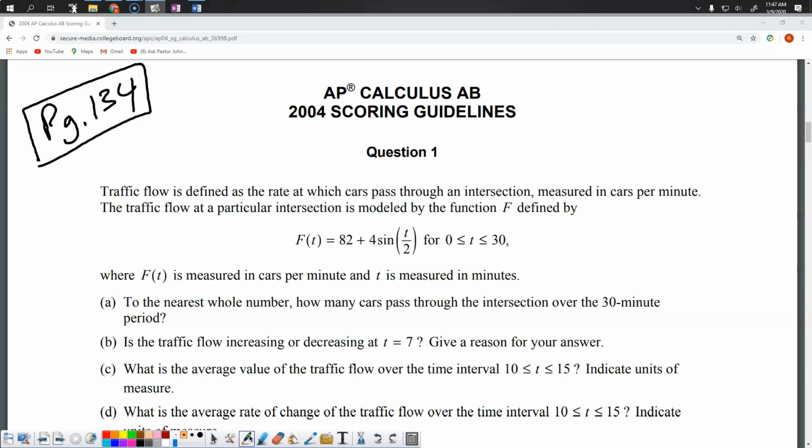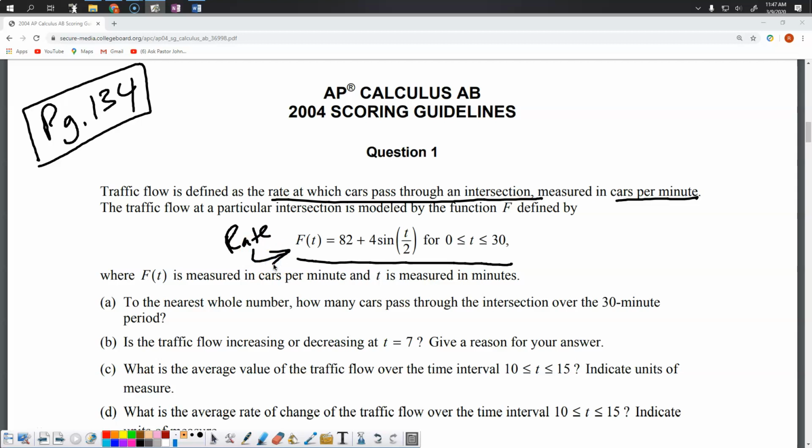Alright, so let's read it here. Traffic flow is defined as the rate which cars pass through an intersection, measured in cars per minute. The traffic flow at a particular intersection is modeled by this function. So that means that F is measured in cars per minute. This is a rate. I want you guys to understand that. This is telling you how quickly cars are moving through the intersection.